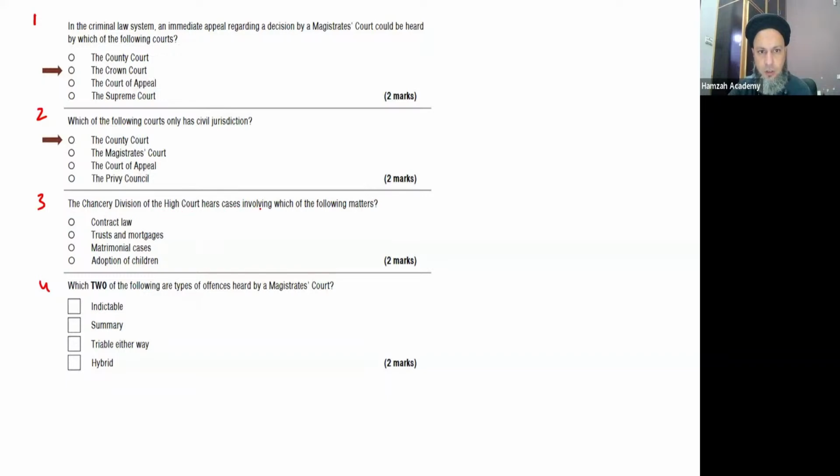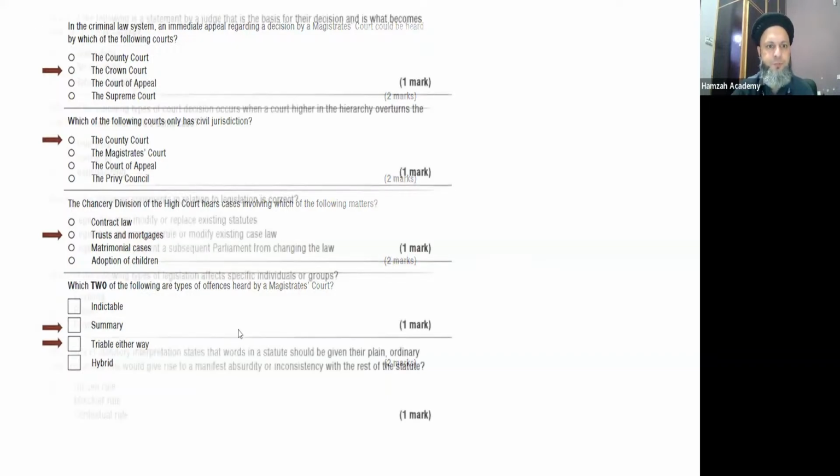Chancery Division is involving which of the matters? That will be trust and mortgages. 3B, okay. Right, good. Which of the following are types of offenses heard by magistrate court? Summary and triable either way. Very good.